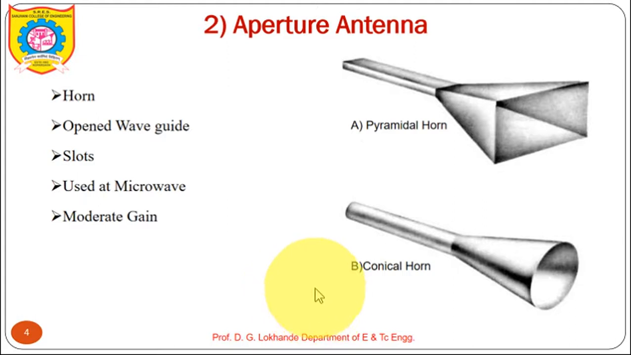Okay, so the features of that are: horn type of antenna, open waveguide, slotted structure, used at microwave frequencies, and a moderate gain.